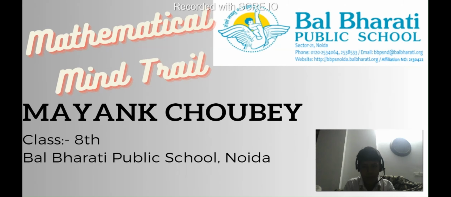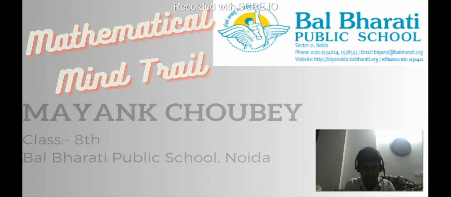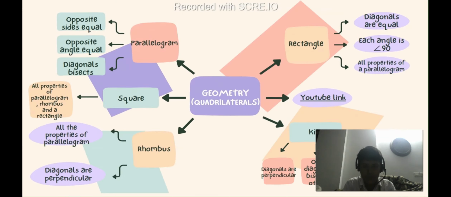This is my mind map on mathematical mind trail. This is my mind map. I choose geometry, specifically quadrilaterals, because I find geometry quite interesting as well as easy.